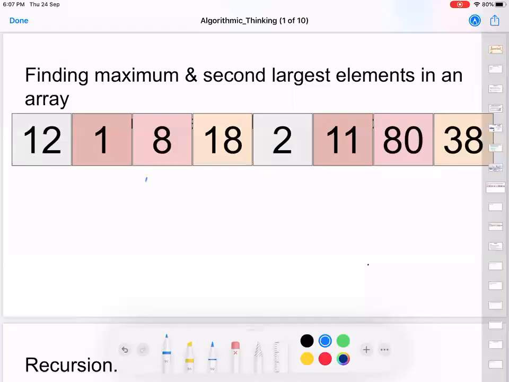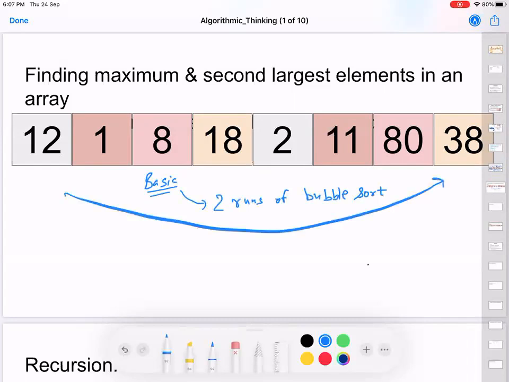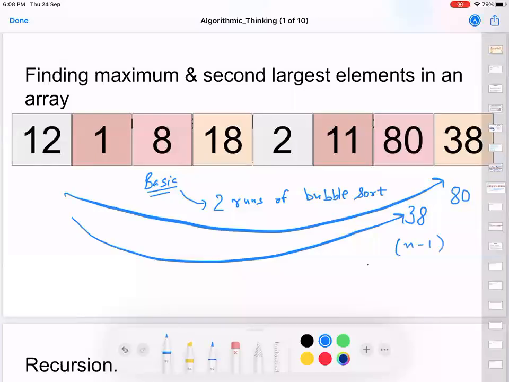Again, if you go by your most basic approach, just as we discussed a few minutes back, you can run 2 runs of bubble sort. In the first run of bubble sort, your maximum element will bubble to the end, which will be 80. And if you do one more run of bubble sort, your second maximum element will come at the second last position. And how many comparisons will it take? For the first run of bubble sort, n minus 1. For the second run of bubble sort, n minus 2. So it's going to be 2n minus 3 for finding the maximum and the second maximum, largest and the second largest element.